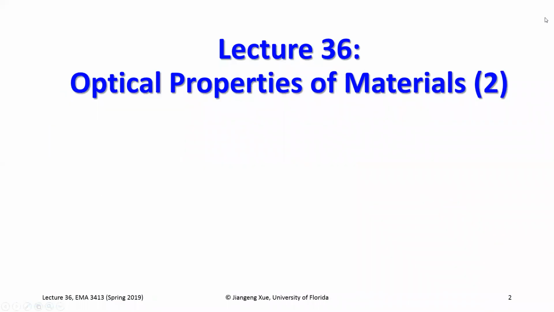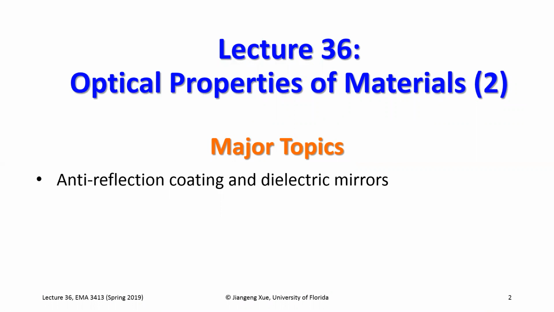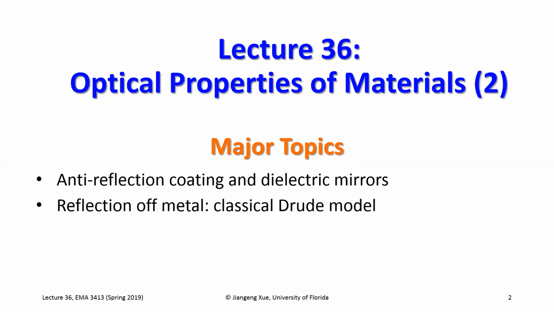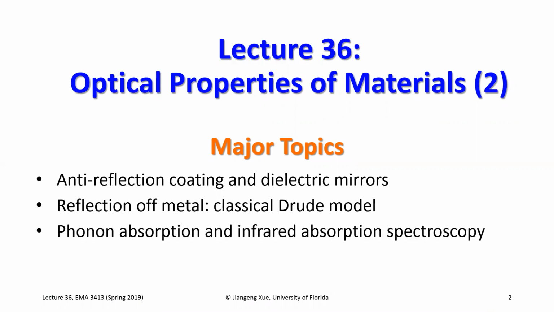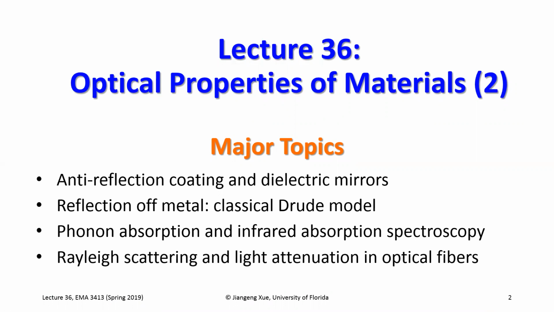Lecture 36 is the second lecture on optical properties of materials. In this lecture, we talk about anti-reflection coating and dielectric mirrors. We then talk about the reflection of metal, using the classical Drude model to explain it. And then we talk about phonon absorption and the result of infrared absorption spectroscopy. Finally, we talk about Rayleigh scattering and light attenuation in optical fibers.